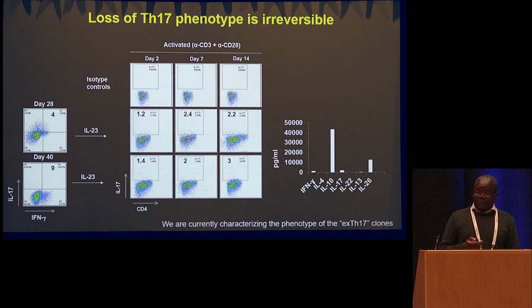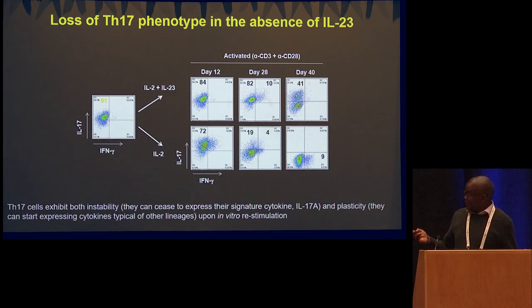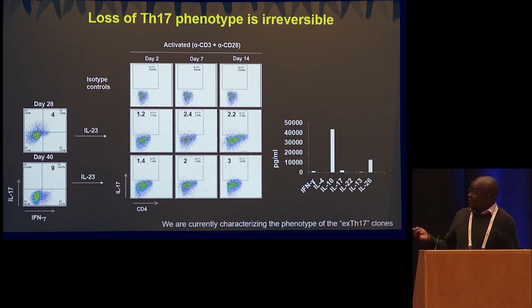Now, when we try to rescue these clones that had lost the Th17 phenotype by providing them with IL-23, we cannot rescue these cells. Once they lose the Th17 phenotype, you can't reverse them back to producing IL-17. And when we stimulate these clones and measure cytokine levels, most of them secrete high levels of IL-10, so they've changed from being Th17s into TR1 cells.